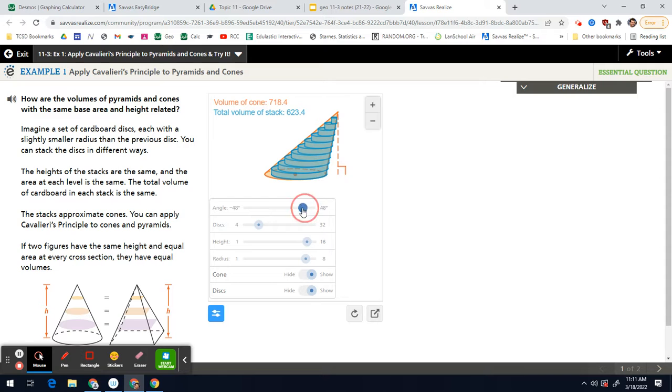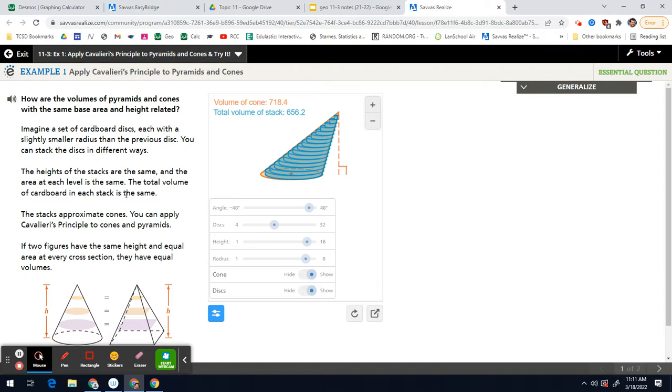So I can change the angle at which it's leaning. I can almost make it straight up and down. I can make it leaning to the left, leaning in the middle, leaning to the right. Again, I can increase the number of discs, so I make those radii smaller and smaller. I can change the height, change the radius. I can hide things.